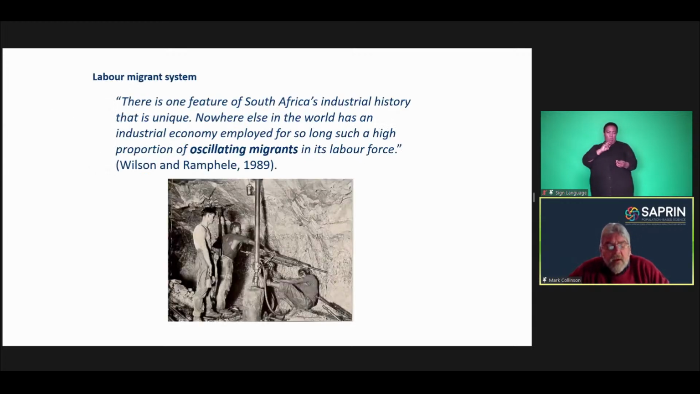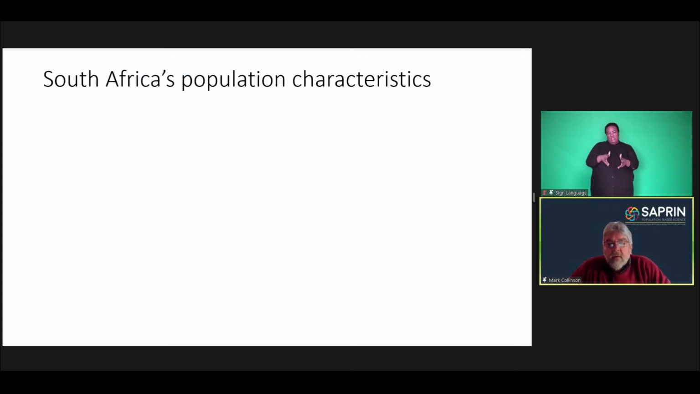homelands. This quote I like because it comes out of history, but it's still relevant today. And also Francis Wilson and Mamphela Ramphele are extremely relevant commentators still today. But in their book from 1989, there is one feature of South Africa's industrial history that is unique. Nowhere else in the world has an industrial economy employed for so long such a high proportion of oscillating migrants in its labor force. Okay, that we know.